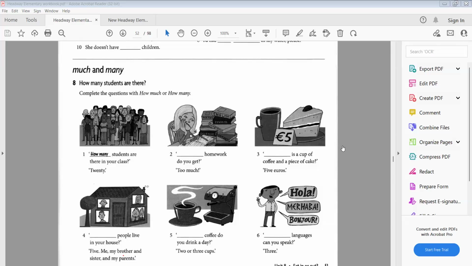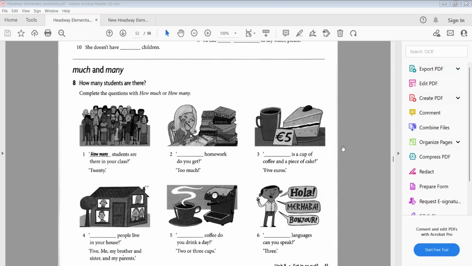يعني زي مجموعة موحدة. So that's why it's uncountable. Because homework here refers to the idea that you need to do some work. Did you get it?